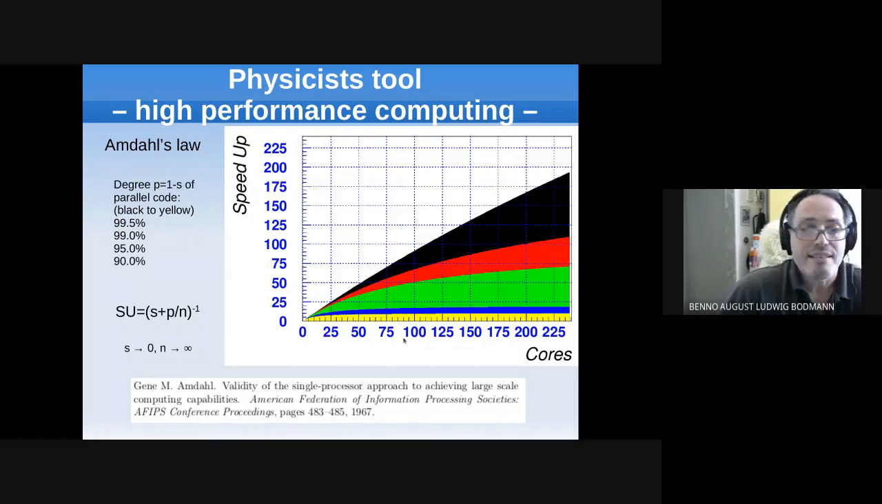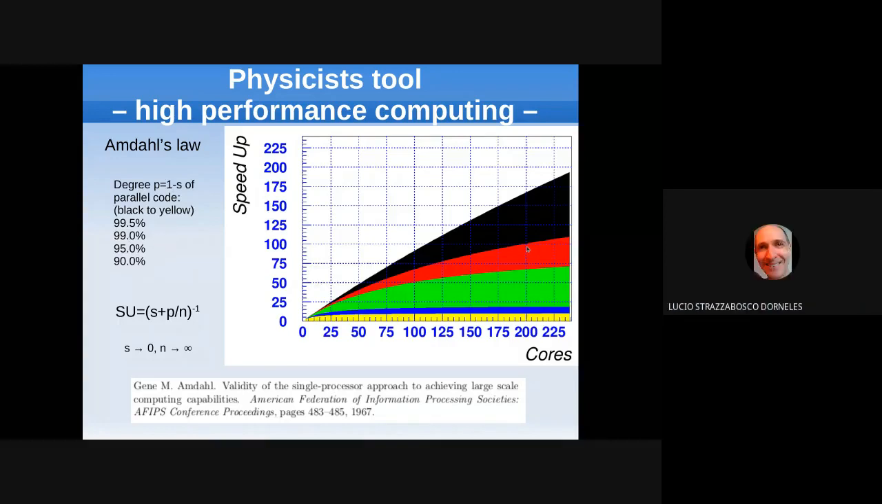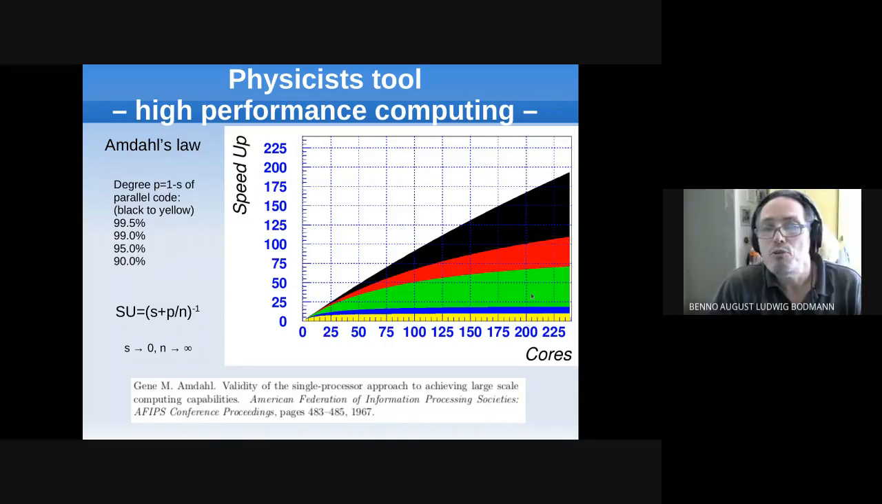On the other hand, if we have a code which is, let's say, 99% parallel, so we are here on the red curve, we can get with 200 cores a speedup of 100 times.